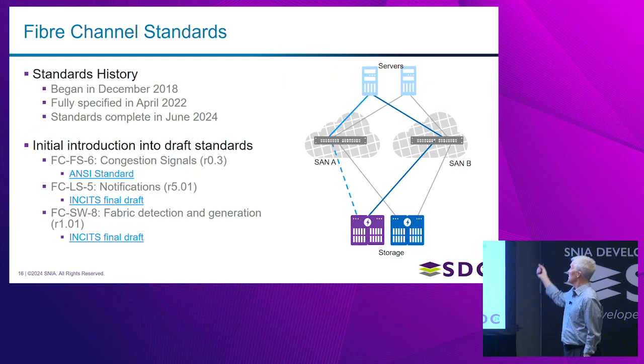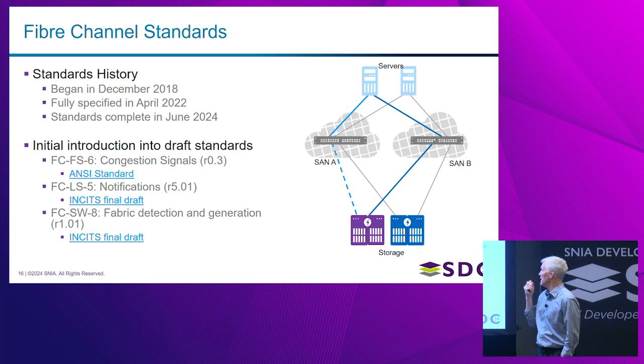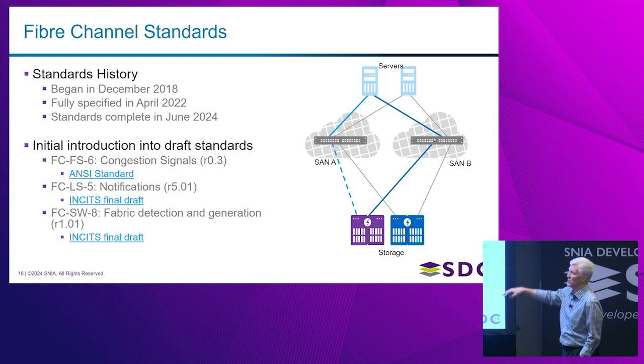We began this study and the development of this standard back in December of 2018. It was fully specified in April of 2022, and we had the standards complete here in June of 2024. And that means all 3 of these standards, framing and signaling, link services, and switch fabric, were all completed as of June of 2024. Implementations actually came out in 2020.